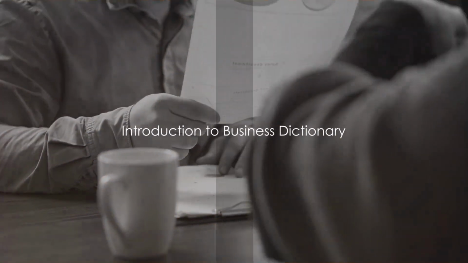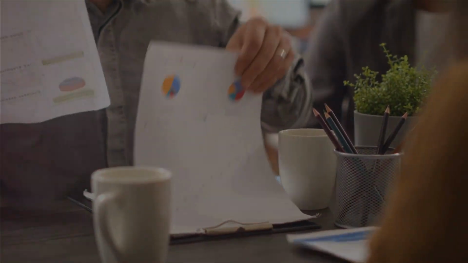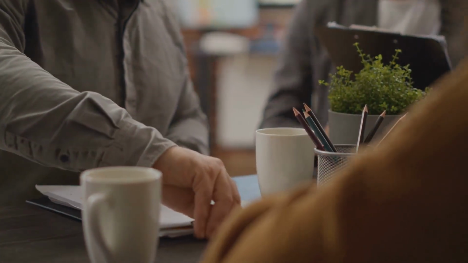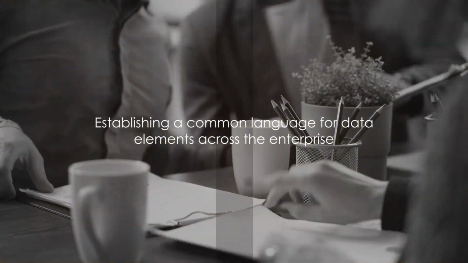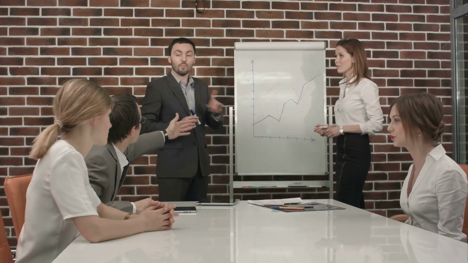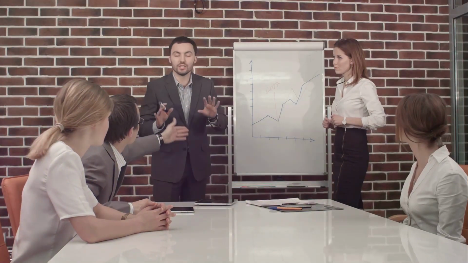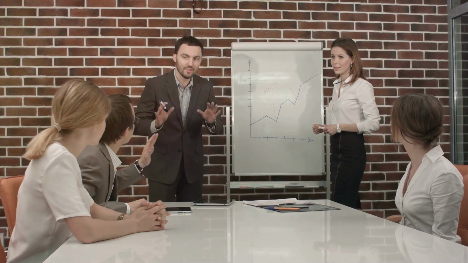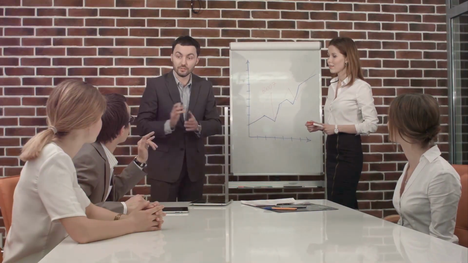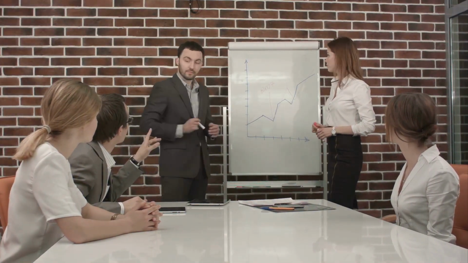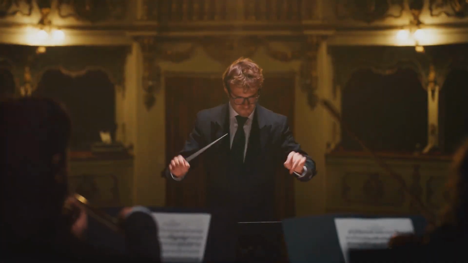First, let's talk about the business dictionary. No, it's not what you'd find at your local bookstore. The business dictionary, dear listeners, is more than just a compendium of business jargon. It's a dynamic living document that serves as a cornerstone for effective data governance within an organization. Its primary function, to establish a common language for data elements across the enterprise.